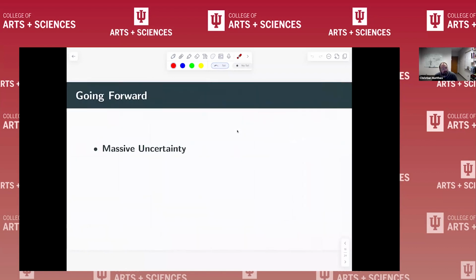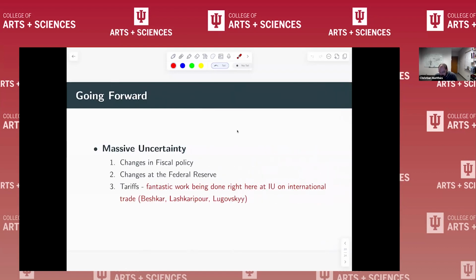Where are we going with this? Where are we going in terms of the economy? There's massive uncertainty. I think no matter the political leaning, you'll have to say there's a lot of uncertainty about fiscal policy going forward. How much will we spend? How much will we tax? We, as the US economy.